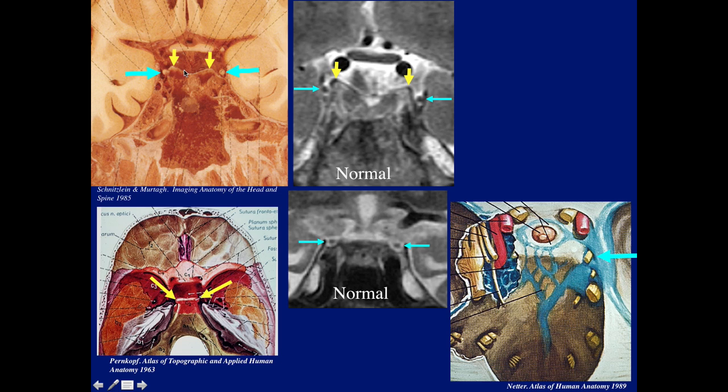And here we can see beautifully on this T2, here are the posterior clinoids, here are the third nerves surrounded by little CSF on either side, even seen better here. Again, the dorsum, posterior clinoids, and here are the normal third nerves surrounded by a little bit of CSF as they travel towards the cavernous sinus.